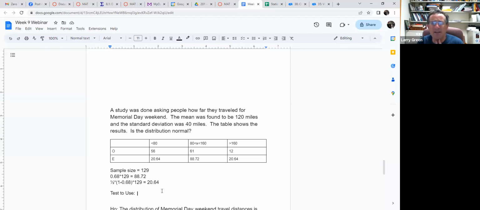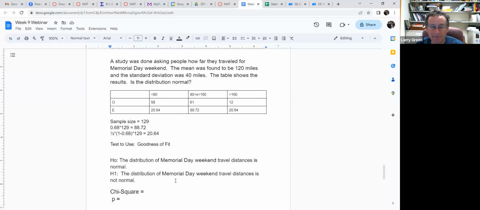Okay, what kind of test do I want on this one? Yeah, this is a goodness of fit test because we want to see if an unknown distribution, the distribution of how far people travel on Memorial Day weekend, fits a known distribution. The normal distribution is very well known. So this is a good fit. Any questions on that?